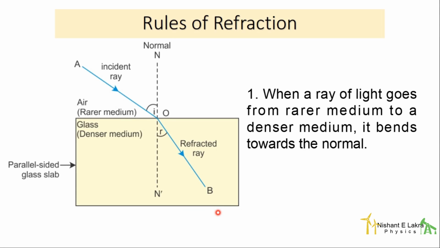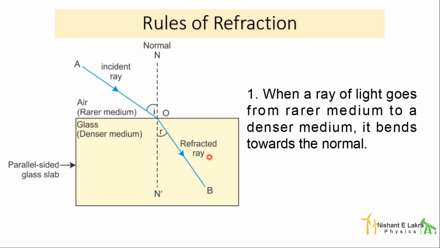Let us understand the rules of refraction. In the diagram, you would see that when a ray of light goes from a rarer medium to a denser medium, it bends towards the normal, right? It bends towards the normal. If this incident ray would not have bent, it would have gone straight like this. But you notice here that the refracted ray bends towards the normal.